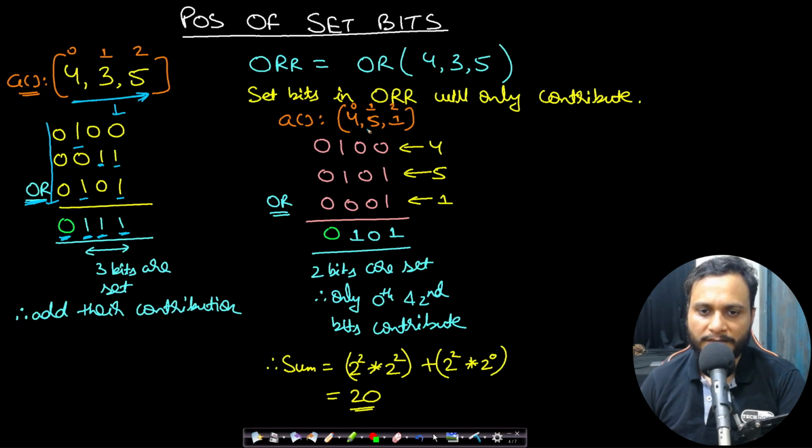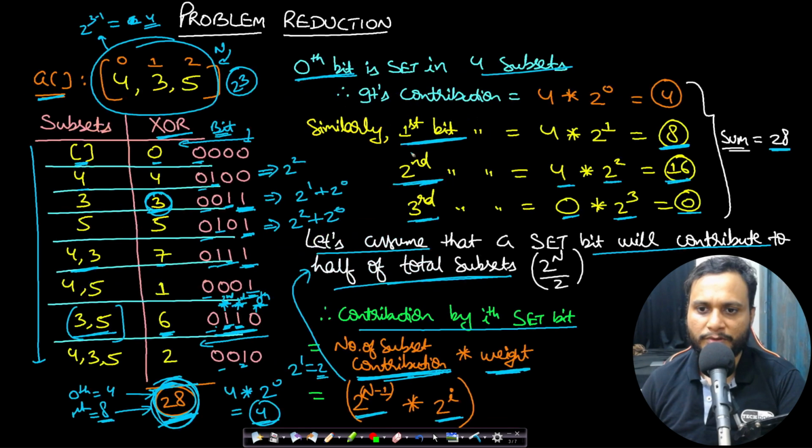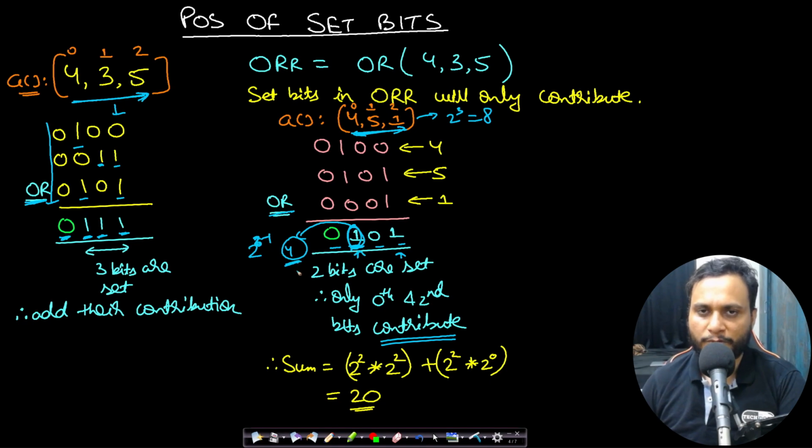Okay, you can take another example here, 4 5 1. You see I have given the enumeration. So if you find the bitwise OR, it will be 0 1 0 1. So here the second bit and the 0th bit will be contributing to the final XOR sum. In how many subsets will this second bit be contributing? Exactly 2 to the power 3 minus 1, because 3 is the total number. So the total subsets here will be 2 to the power 3, which is 8. So this set bit will be contributing to 4 subsets according to our previous statement, right? That we are assuming that a set bit will contribute to half of the total subsets. So this will be contributing to 4 subsets, right?